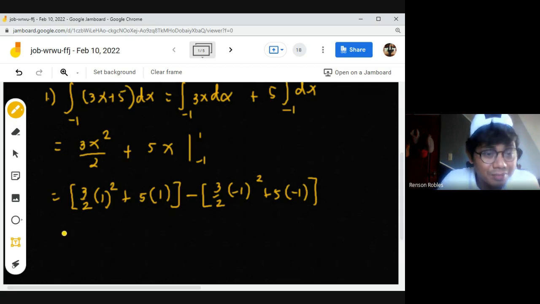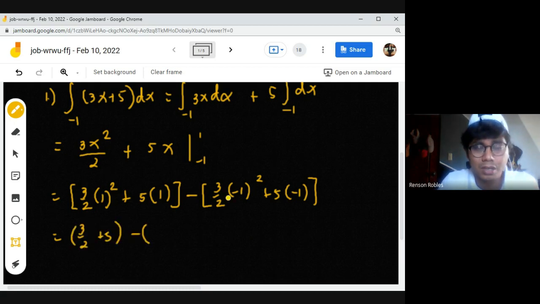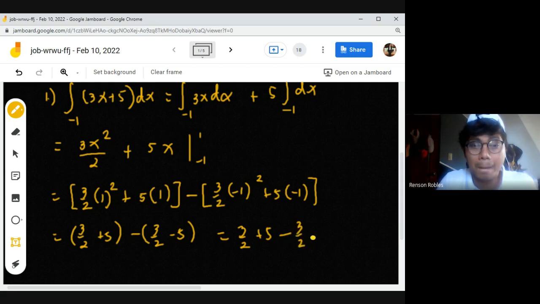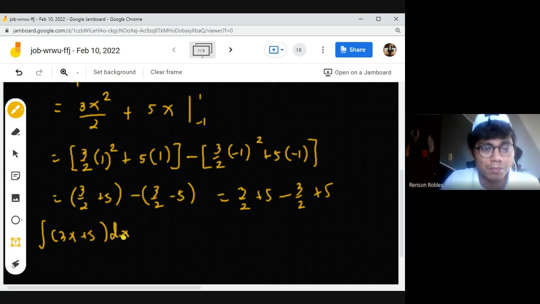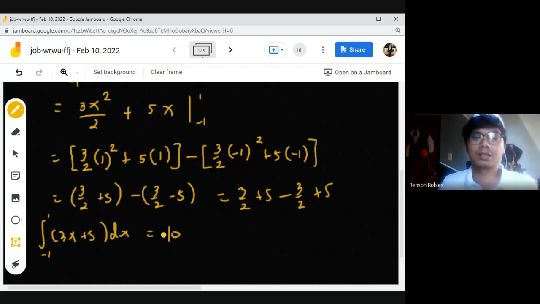Then simplifying, you shall have 3 halves here, that's 1 squared, that's 1. That's 3 halves plus 5 minus, this is -1 squared, that's still 1, times 3 halves, okay? Then minus 5. And you shall have 3 halves, you can just remove the parenthesis, plus 5 minus 3 halves. This is minus 5, this is minus, so that would be plus 5. And that gives you 10. So the value of the integral of 3x plus 5 evaluated from -1 to 1 is equal to 5 plus 5, and that would be 10, right?